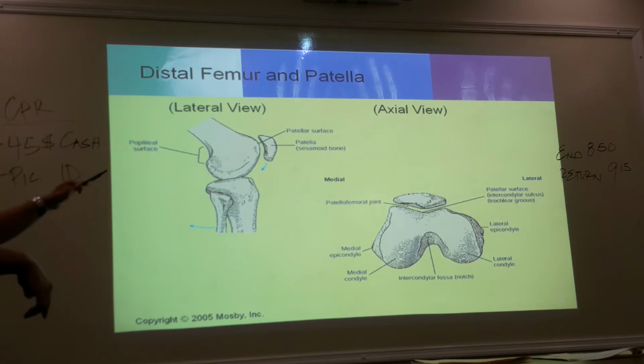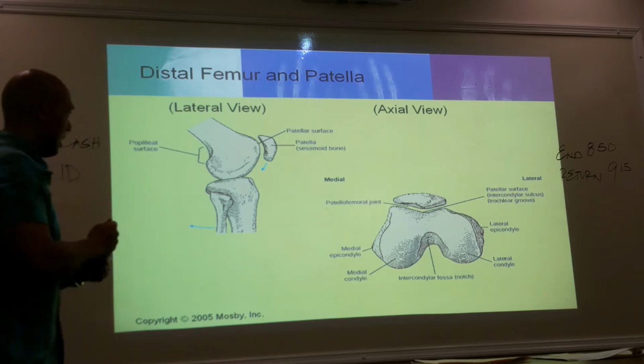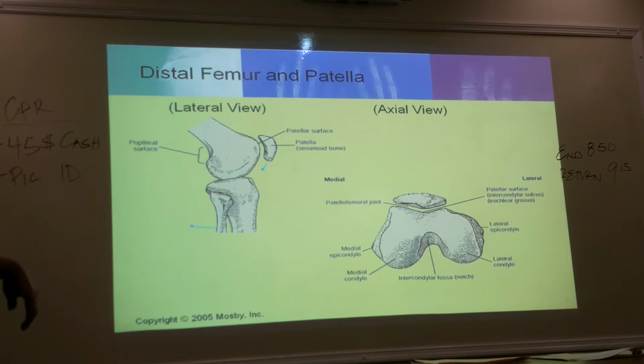The back side of the femur is known as the popliteal surface. The front side of the distal femur has a patellar surface that articulates with the patellar bone. We already talked about sesamoid bones, right? They're usually associated with a joint. They aid with movement and articulation, and the largest sesamoid bone found in our body is the patella.